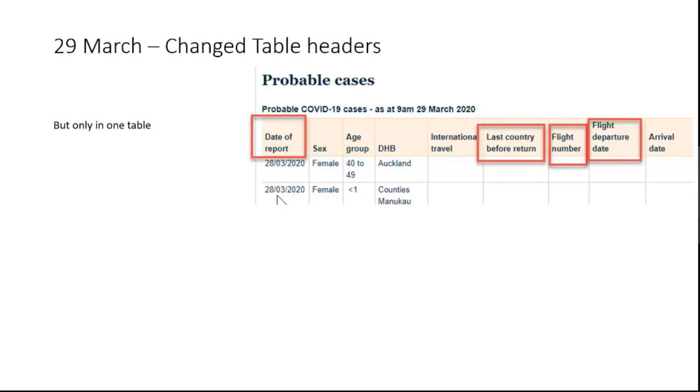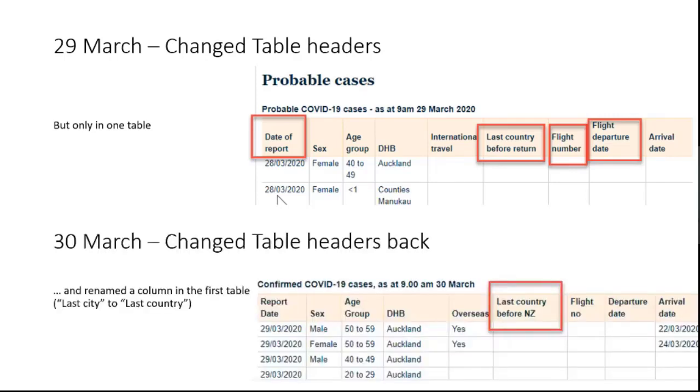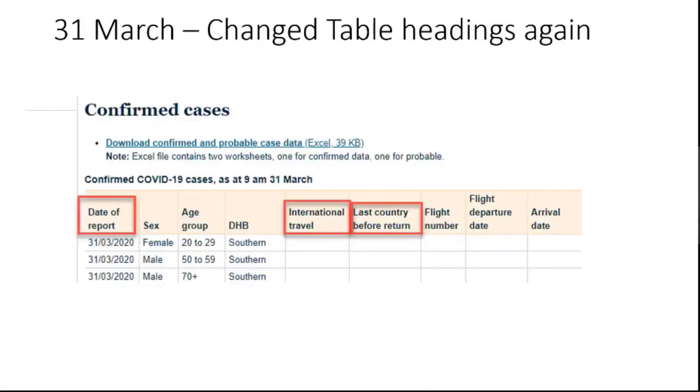Then the table headers changed back the next day. And I had to do all that again because my query bombed again and I had to change it. And this time they also changed a column name in the first table. All right, so I fixed up my query, republished the report, and off we went. The next day, they changed the table headings again. And I decided I'd had enough. I was kind of over it with changing the table column headers every day.